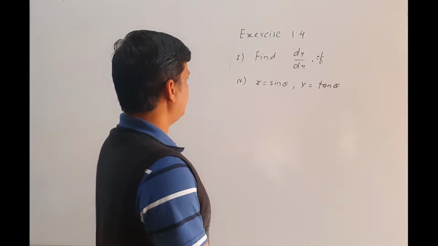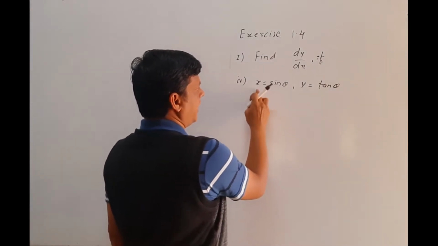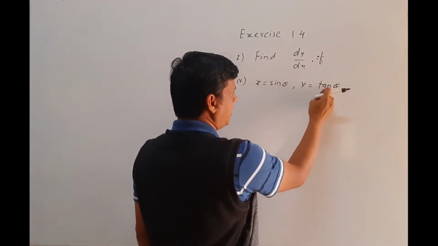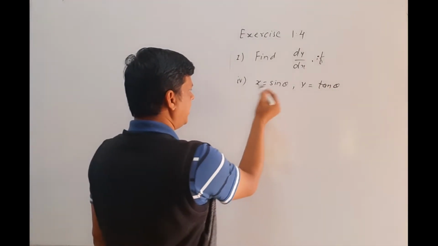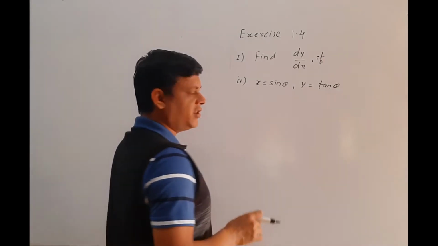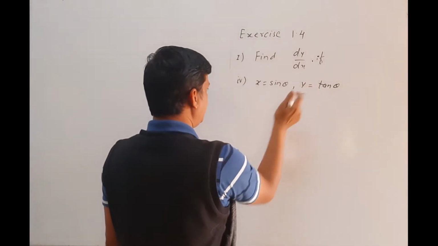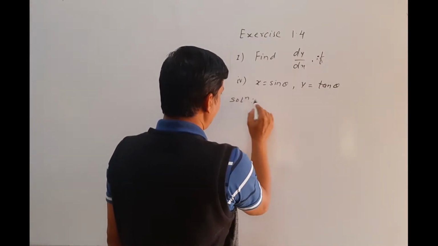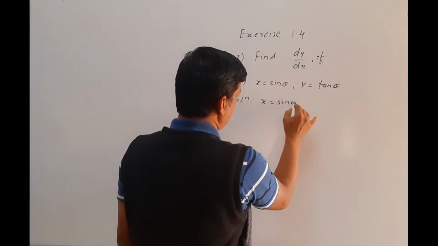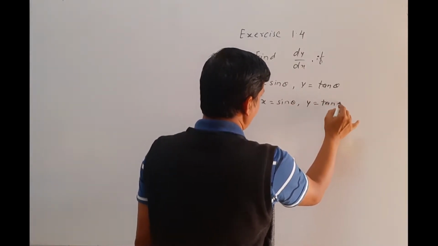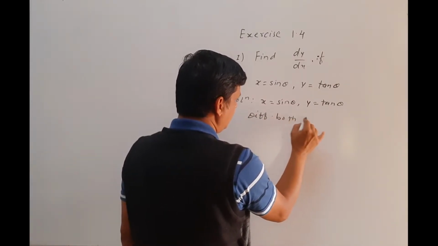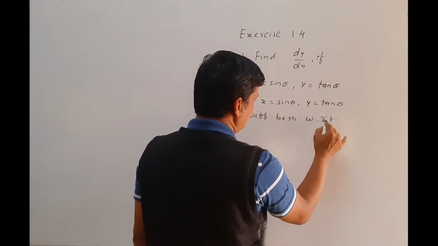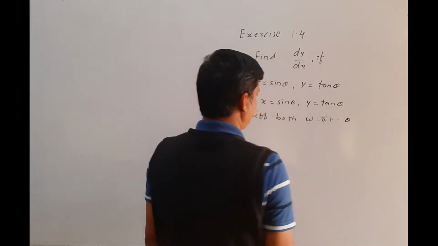Now see the next sub-question 4. x equals sin theta, y equals tan theta. Here the parameter is theta. So we differentiate both x and y with respect to theta here. So write in the solution the given part first. x is equal to sin theta, y is equal to tan theta. Differentiate both with respect to theta.